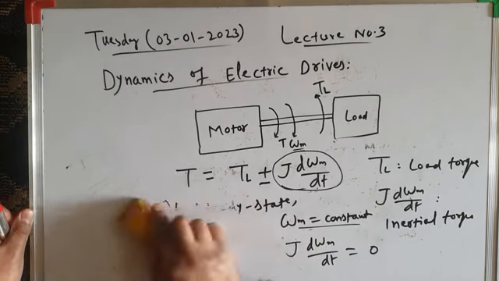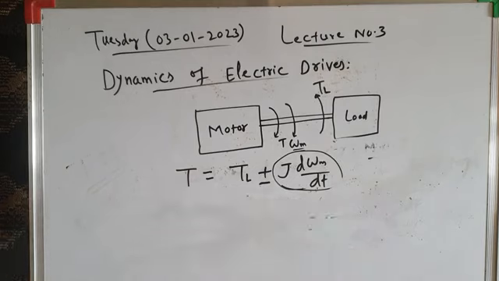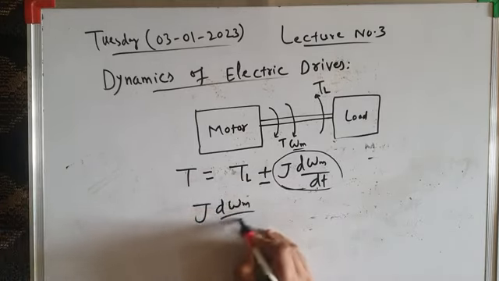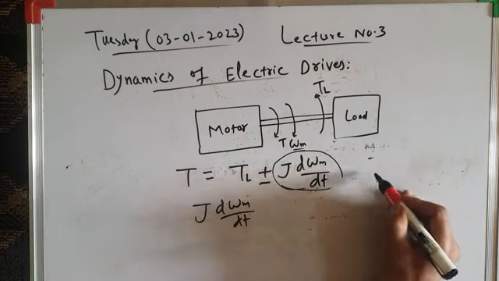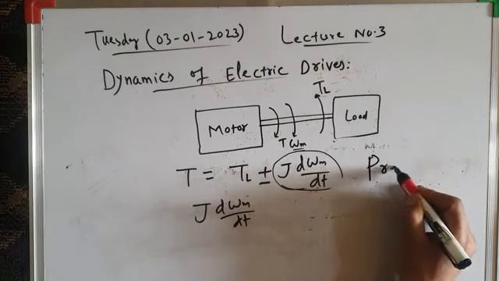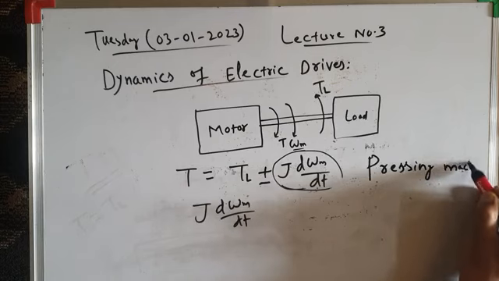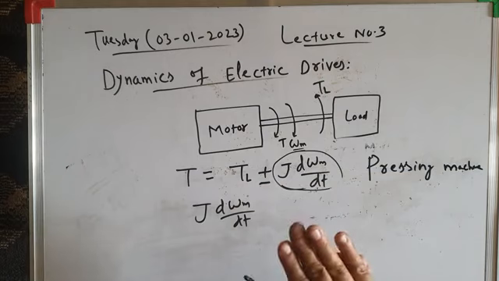Now the question is, as far as this inertial torque is concerned, can we use it somewhere? Let me tell you that this inertial torque J d omega m by dt is very useful in certain types of applications. One of the applications is the pressing machine. In a pressing machine, what happens? The machine moves down and it presses a load.